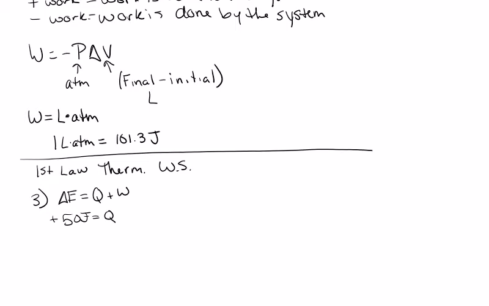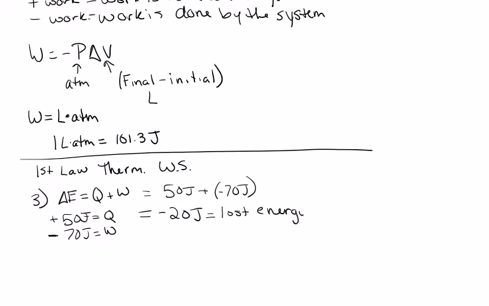So it says it does 70 joules of work. If it's doing 70 joules of work, it's actually losing energy. And so therefore that would be a negative value. So when I plug this into my equation, my Q value is positive 50, added to my negative 70 joules of work. And so I actually end up with a negative 20 joules for my change in energy. And that negative 20 joules is going to mean that we lost energy.